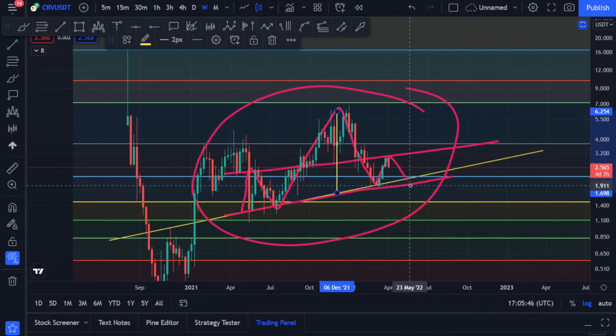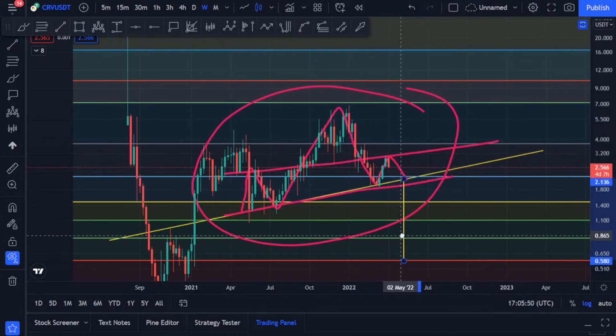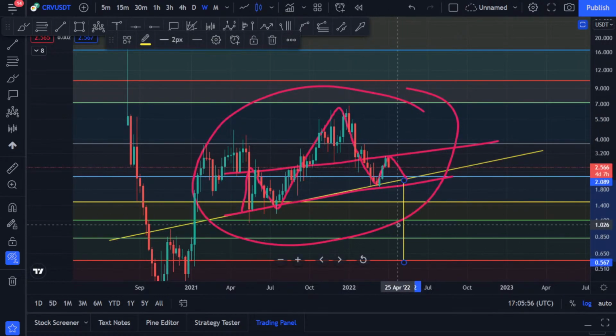If you break this neckline, then you're going towards the downside, and you can see it's going to come and hit this level of price target. Sorry, my mic just went off. So this is the long-term price if it breaks to the downside.